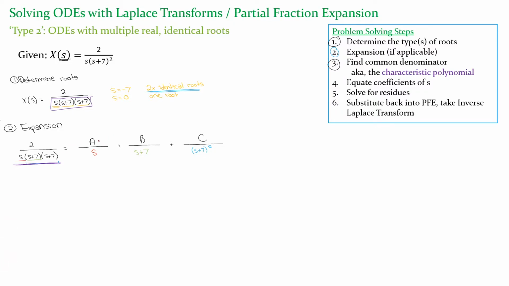So for my first term, I'm going to multiply both the top and the bottom by s plus 7 times s plus 7. For my second term, I'm going to multiply by s times s plus 7. And for my third term, I'm just going to multiply by s.